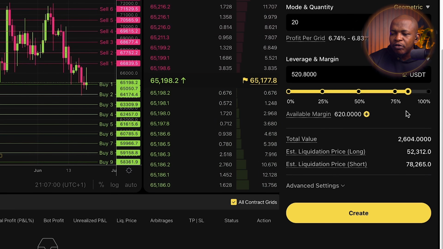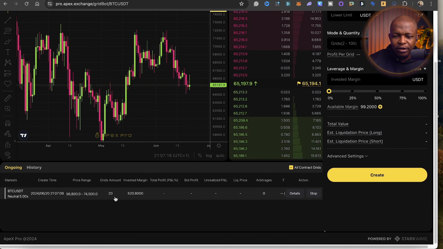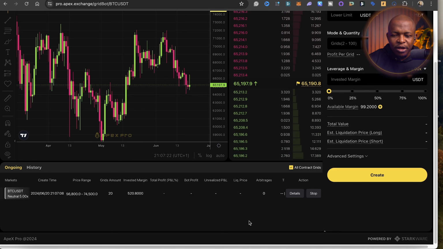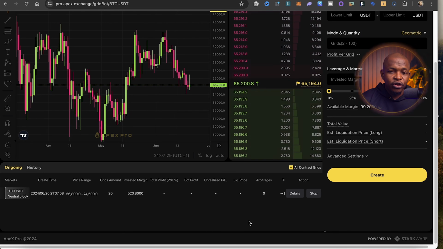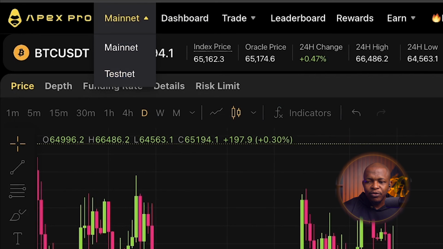So if this checks out for me, I can go ahead and click on create. And if you go down here, you will see my grid bot is created. You can now come here once in a while to check out the profits that you're raking in from here. What you can do again is to use the testnets to actually try this out before using your real money to try it out.